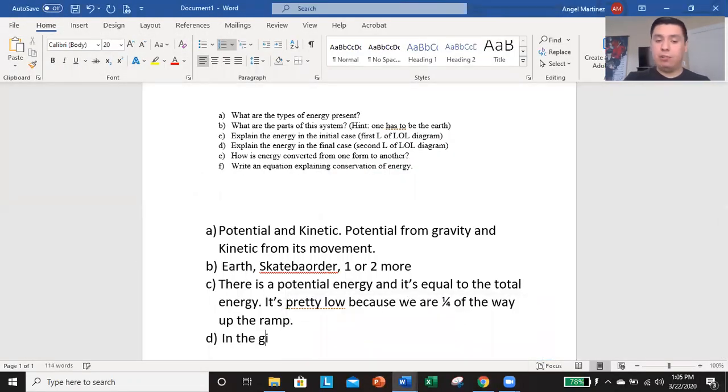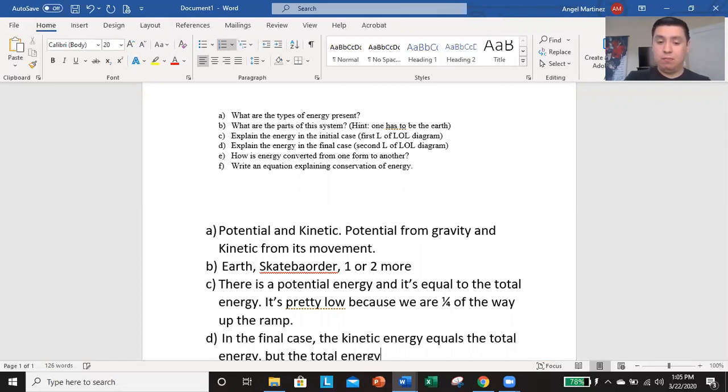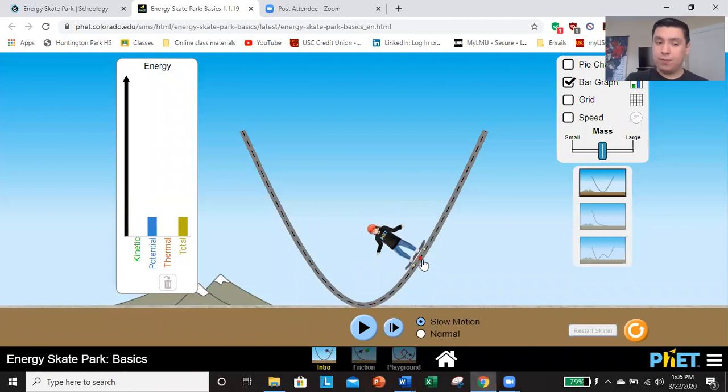So in the final case, the kinetic energy equals the total energy. But the total energy did not change. Let's show that again. If you go here, look at the total energy, just keep on looking at it when it's going down the ramp. You can see that it did not change at all.